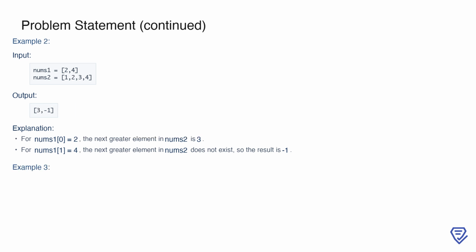Now consider another example where nums1 is [2, 4] and nums2 is [1, 2, 3, 4]. The output here is [3, -1]. For nums1[0] = 2, the next greater element in nums2 is 3, which is the first number to the right of 2. For nums1[1] = 4, there is no greater element to its right in nums2, so the result is -1. This demonstrates that the solution must carefully search to the right within nums2 to find the required value, or return -1 if no such value exists.